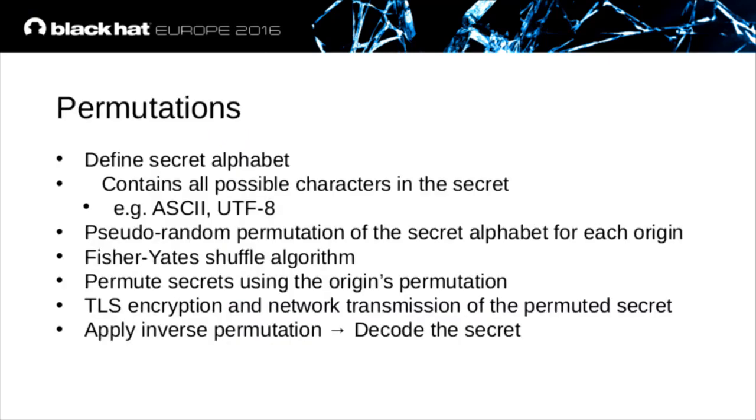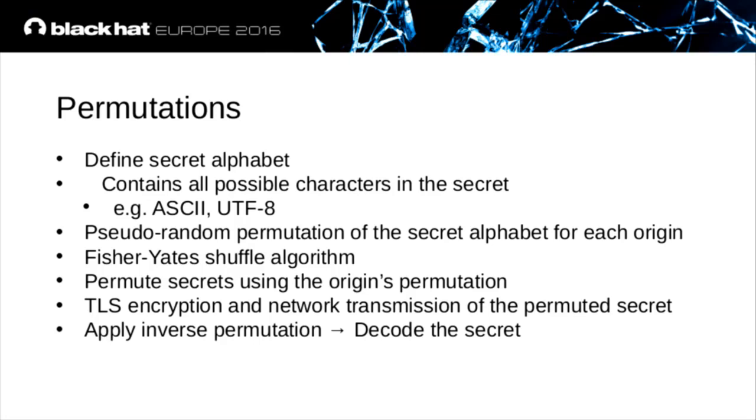Now let's talk about permutations. We need first to define the secret alphabet. This is, we need to know all the characters that the secret may include. It could be ASCII, it could be UTF-8, or anything else. And then we perform a random permutation for the secret, for its origin. Not for its secret, sorry, for its secret alphabet.